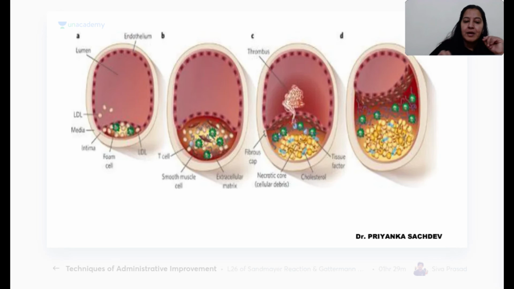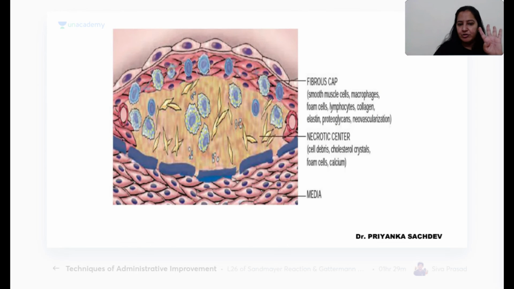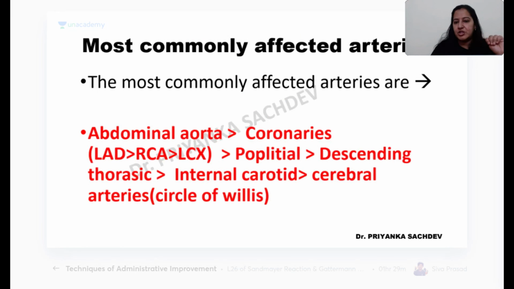So how is it formed? There are multiple steps by which it is formed. I will tell you the 4 steps. And ultimately it is formed like this. It is protruding in the lumen, narrowing the lumen. And I will tell you the composition also.